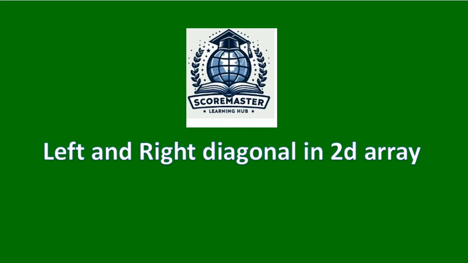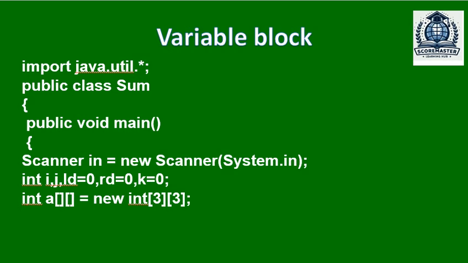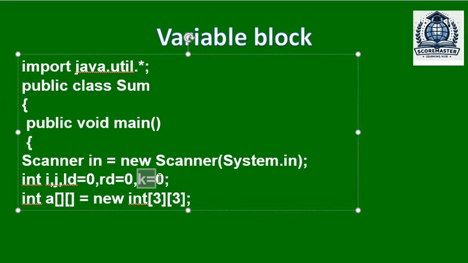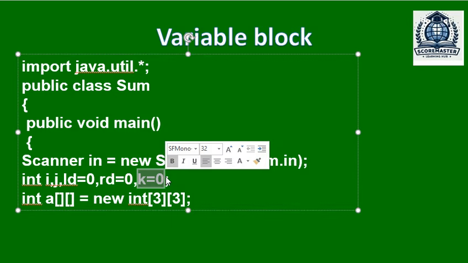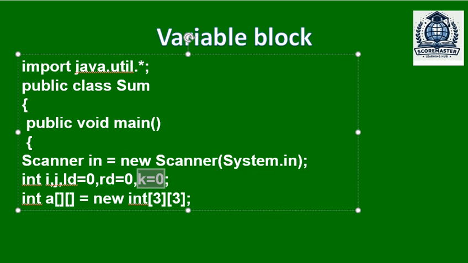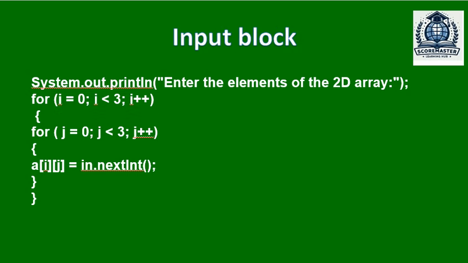The next topic is about left and right diagonal addition in 2D arrays. Same thing as you see, the variable block will be i, j. Then I make left diagonal equal to 0 and right diagonal equal to 0. I will also be using a variable called k to shift from one column to the other column. So I am giving all these variables, and an array variable is declared.